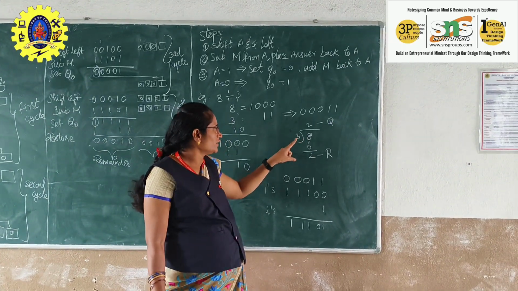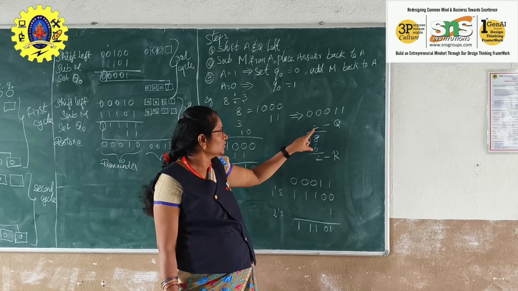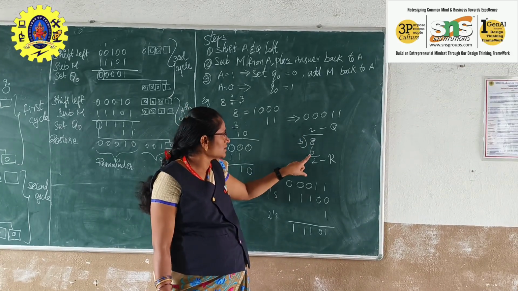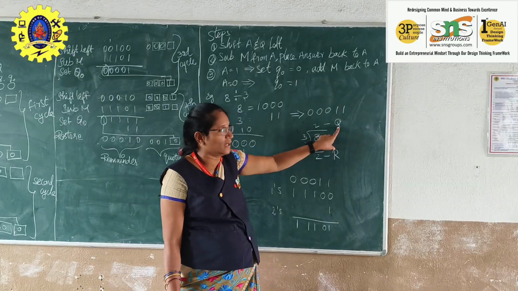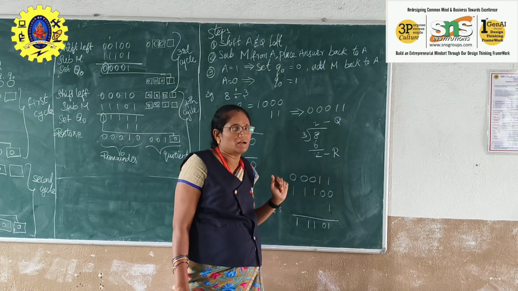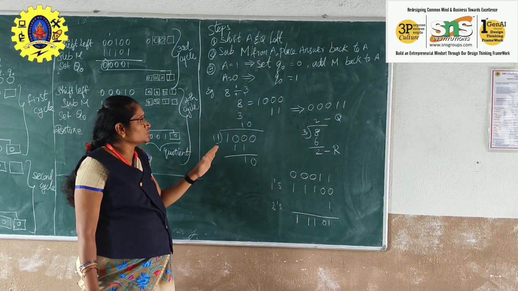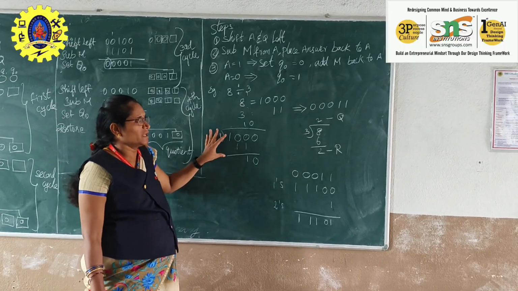If we divide 8 by 3, 2 threes are 6, then the balance is 2. This 2 is the quotient and this 2 will be the remainder. Likewise, we are going to do it in the binary method.